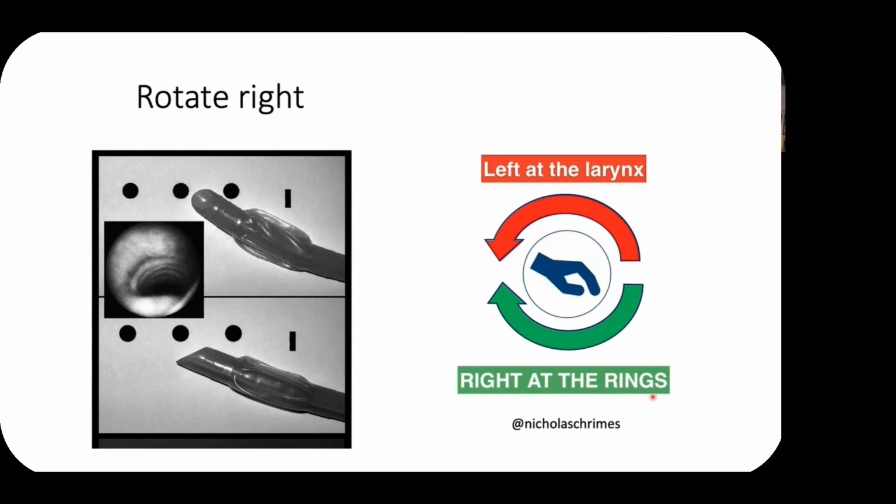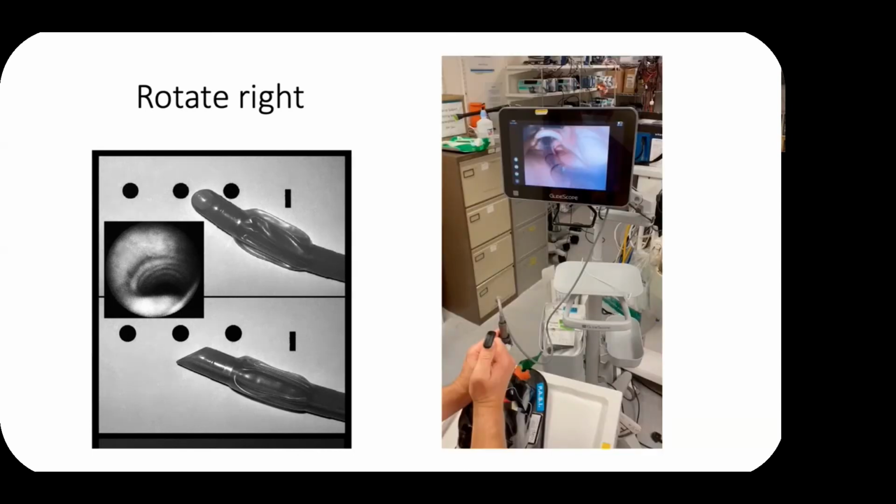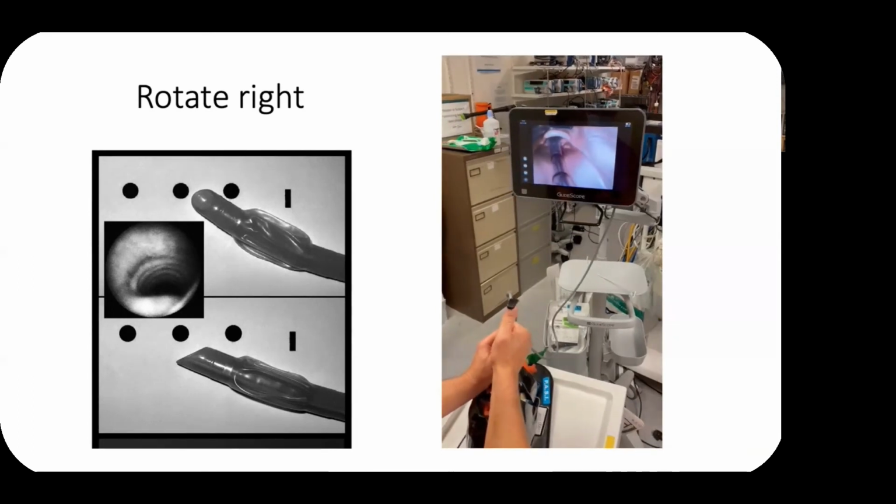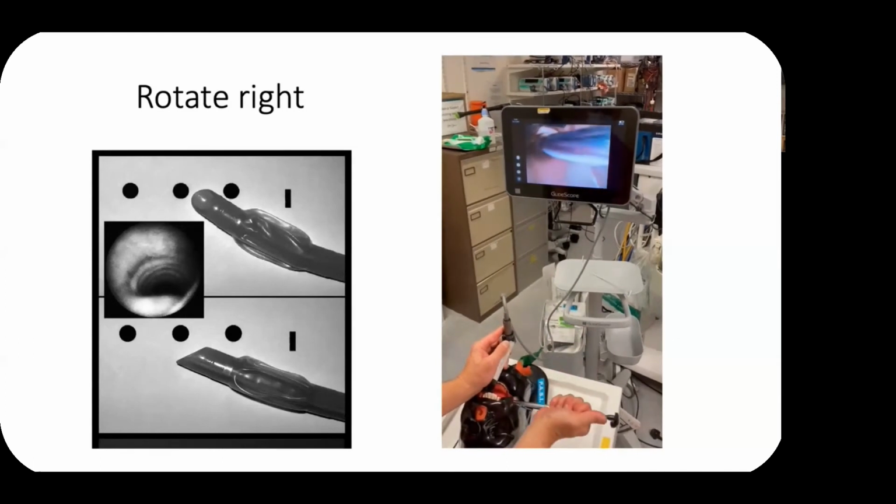This technique has been called right at the rings and is in contrast to the left at the larynx maneuver required when trying to railroad the same tube through the vocal cords over a bougie. This video shows how, if there is room, the stylet endotracheal tube assembly may be rotated right to allow advancement.